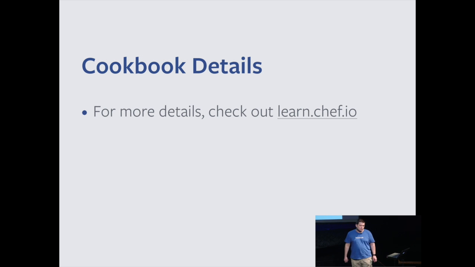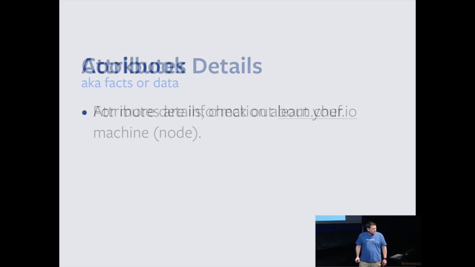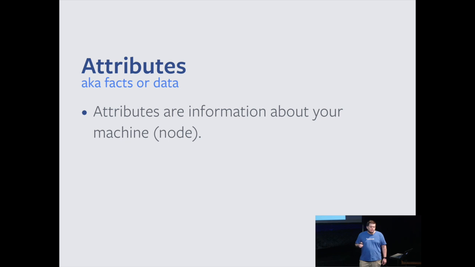There's a ton more you can do inside cookbooks, so if you're interested in knowing all the details on that, go to learn.chef.io. And they cover everything. They have regular documentation, they have tutorials, they have a little bit of everything there. So you can dig into one topic at a time if you want and learn one piece and go, learn as you go. So let's dig into attributes a little bit.